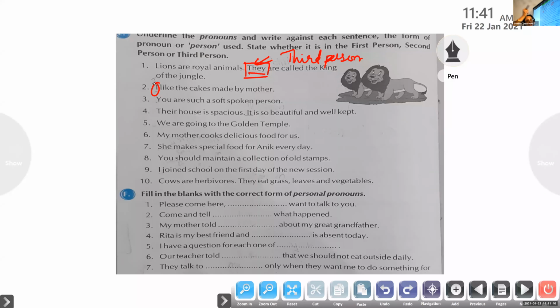What person does I stand for? Is it the first person, second person, or the third person? I means what? Ishan, you're not listening? Who's the speaker of the action? Speaker. So that is the I. I stands for first person. I and we are the first person.